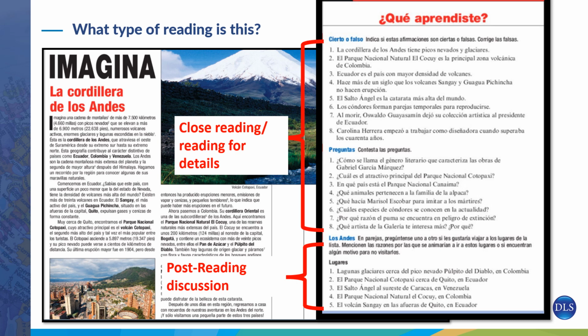So here the student talks about whether they would like to visit the places in the article, and they say why or why not. So here we can see a really complete reading activity with lots of close reading questions and then also a post-reading discussion. So this looks really great.